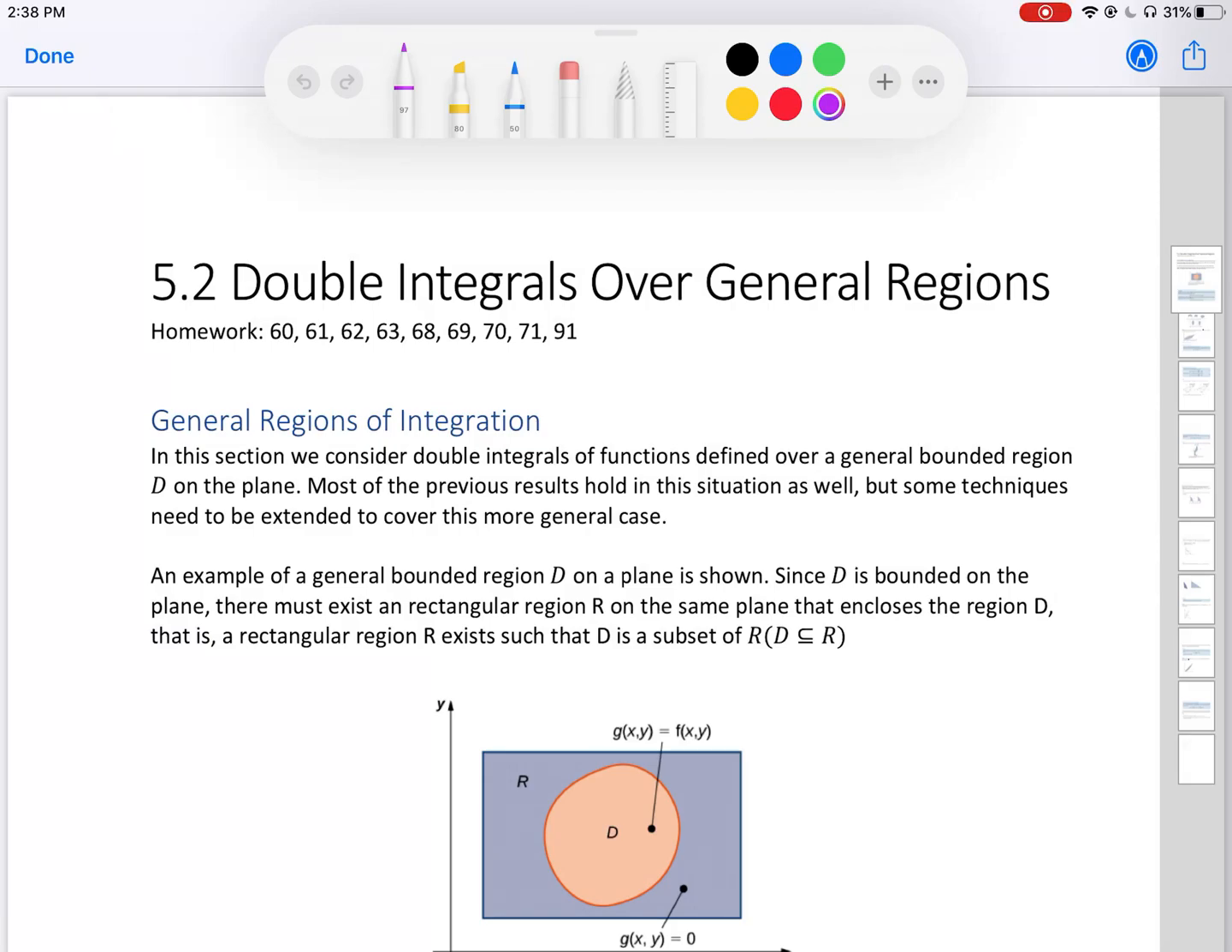Section 5.2, Double Integrals over General Regions. Your homework is problems 60, 61, 62, 63. This might seem like a lot, but it's kind of one question broken up into several parts. So it's like one question, 68, 69, 70, 71, same thing. It's kind of the same question rolled into one, and then 91.